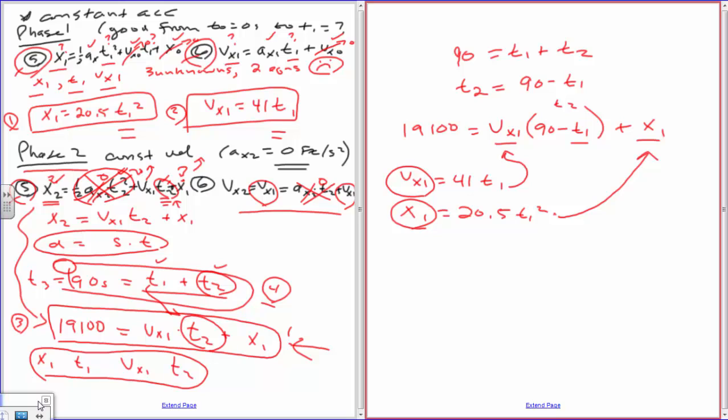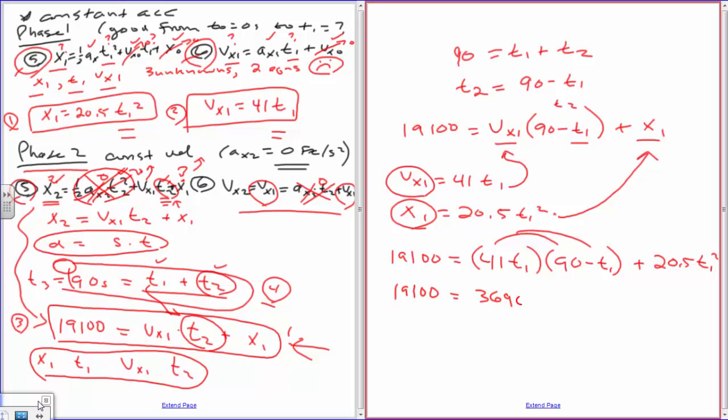So we get 19,100 equals, my vx1 is going to be 41 T1 times 90 minus T1, plus 20.5 T1 squared. We have one unknown. Solve for T1. Got to distribute first, right? So we distribute: 19,100 equals 3,690 T1, and if I distribute the second part, I get minus 41 T1 squared, plus 20.5 T1 squared.